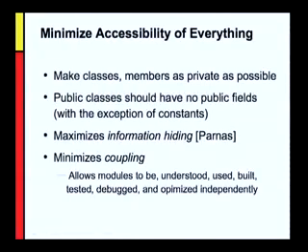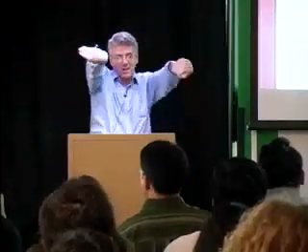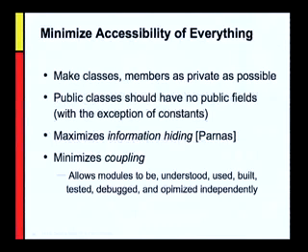This maximizes what they call information hiding. Parnas is the guy who came up with that term. And it minimizes the coupling between APIs. If things are hidden behind intermodular boundaries, they can be changed freely, and this allows modules to be understood, used, built, optimized, debugged, tested, and what have you, individually and in parallel. So you can have multiple teams dealing with multiple APIs concurrently.